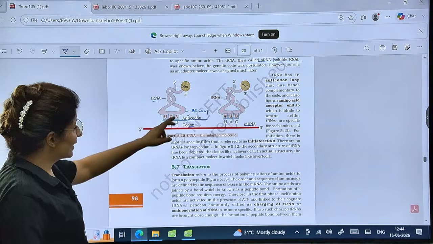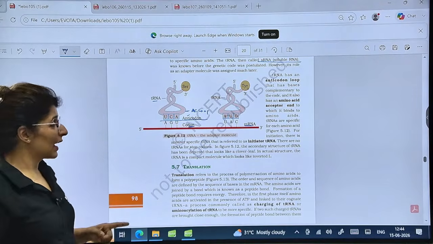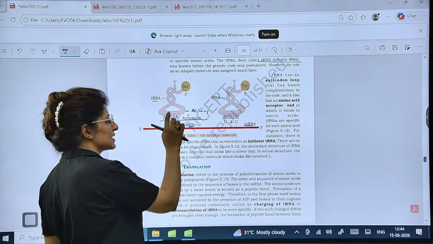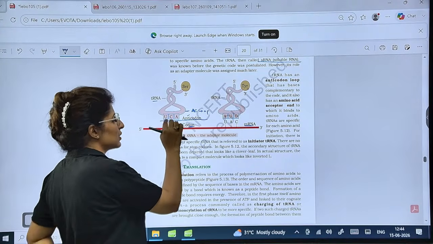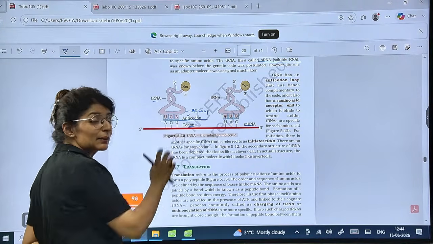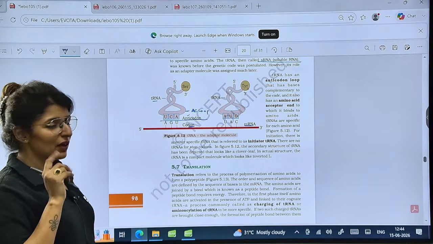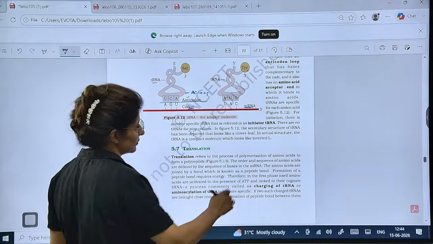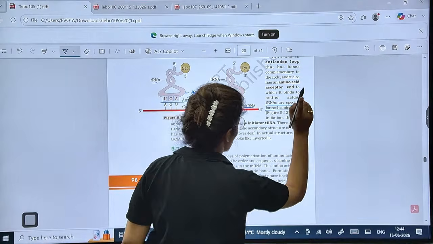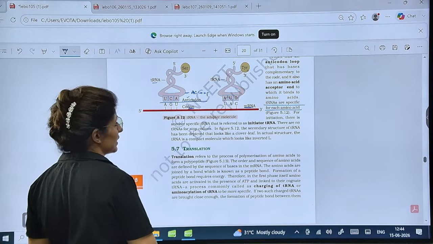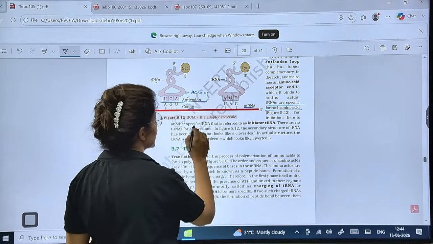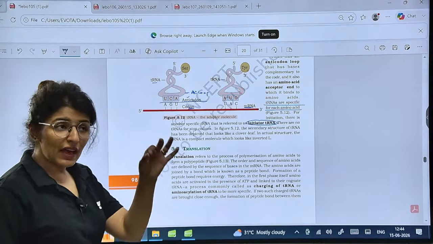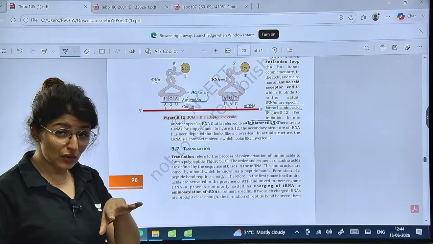Is that clear? And they also follow the rule of complementarity. They'll bind to it. So A is complementary to U, G to C, U to A. So A, G, U is complementary to U, C, A. So they are binding according to the principle of complementarity. Is that clear? Now, tRNAs are specific for each amino acid. So for initiation, there is another specific tRNA that is referred to as initiator tRNA. Like we have the initiator codon, start codon, AUG.